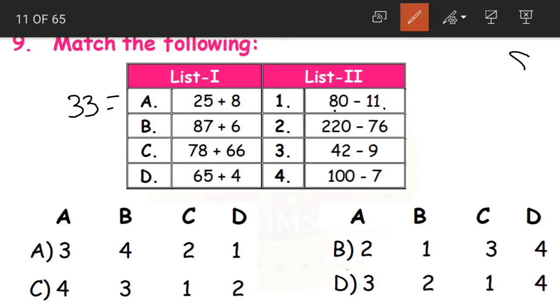80 minus 11 is how much? We cannot subtract 0 minus 1, so we'll borrow. 10 minus 1 is 9. 7 minus 1 is 6. It is 69. Yes. So again it is our wrong answer.